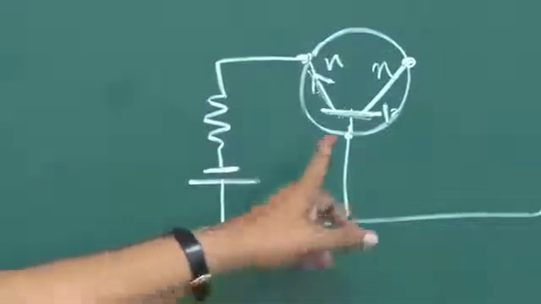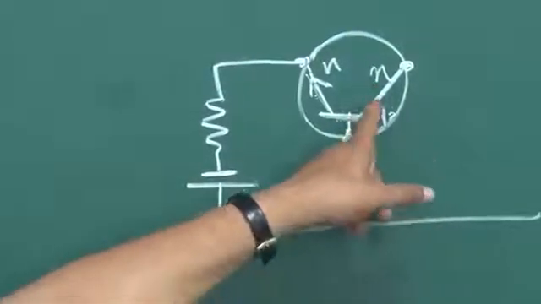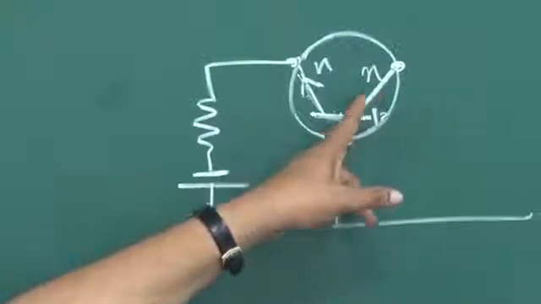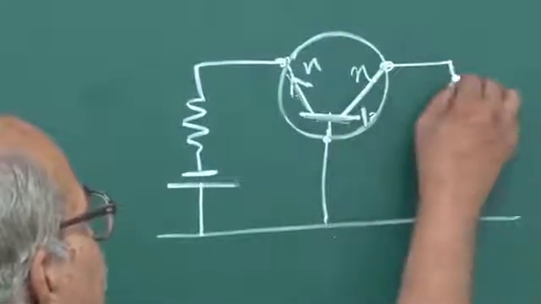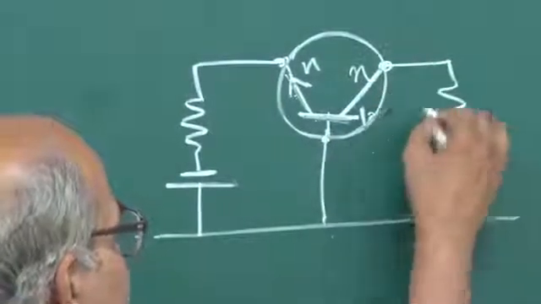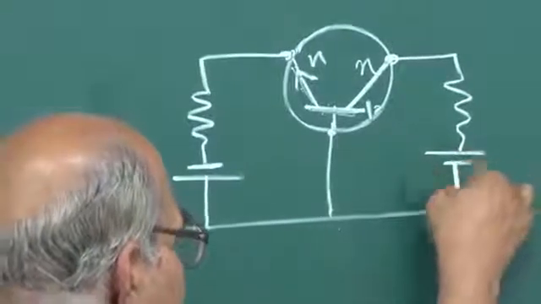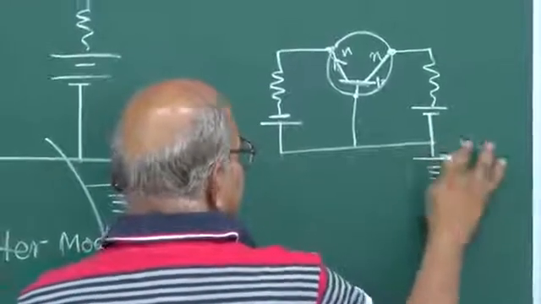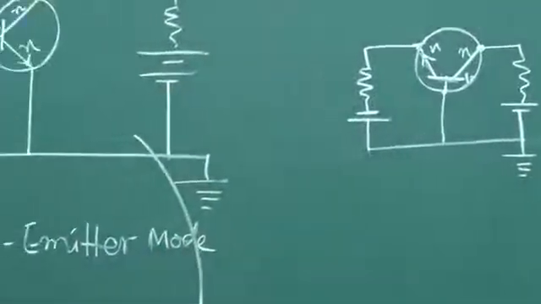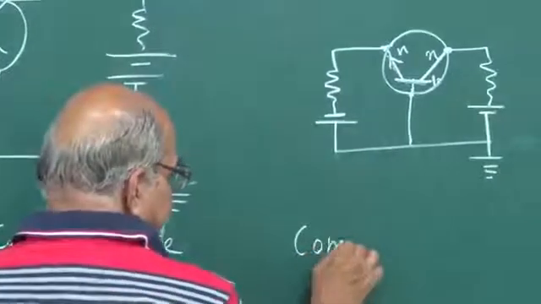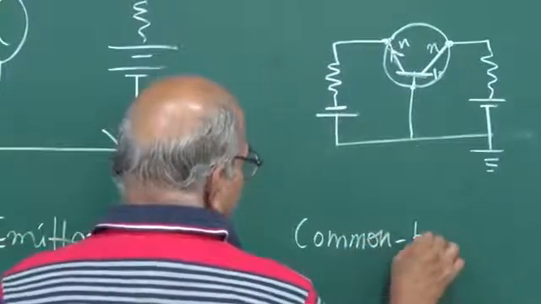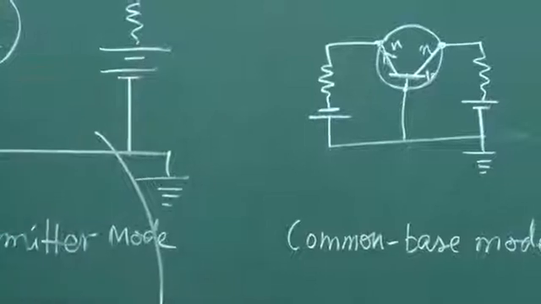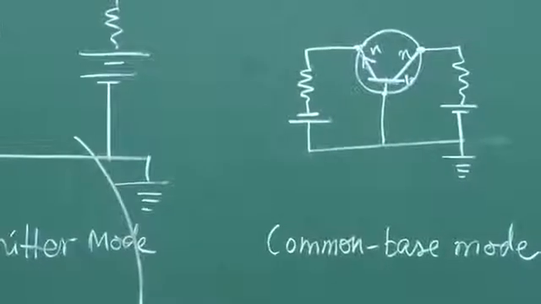On the other side, this base collector should be reverse biased, and this is N. So this N should be at a higher voltage as compared to this, and so if you put a resistance here and a battery here, this should be positive here and negative here. Okay, you can call it ground, and so on. So this is common base mode, right?